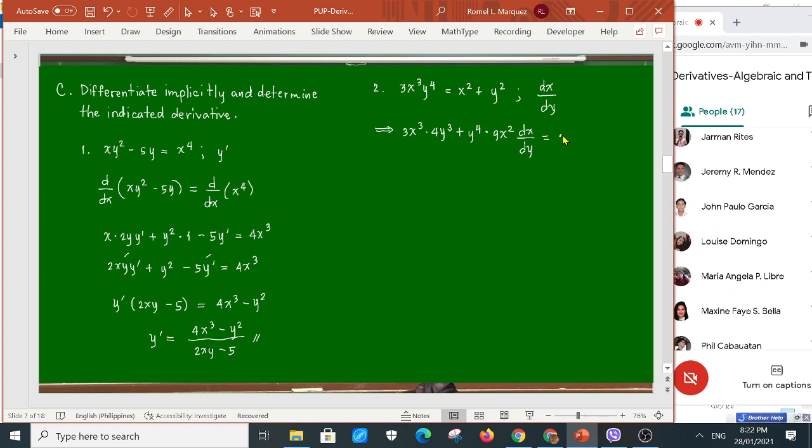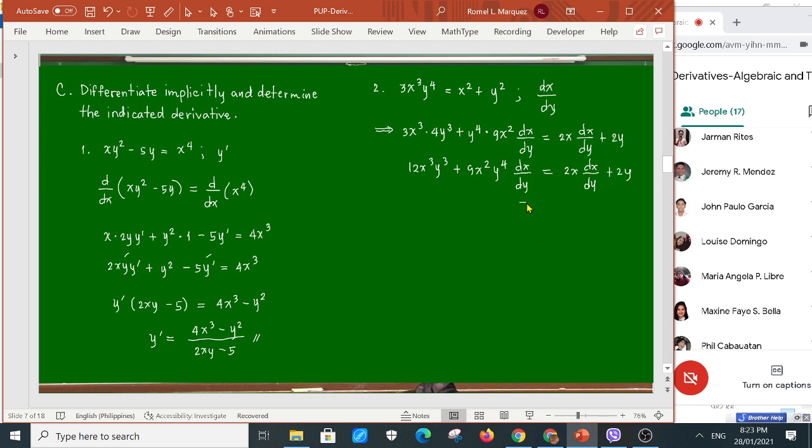So, equals, what about the right side? Derivative of x squared, 2x, derivative of x with respect to y. Plus, what about y squared? 2y. Okay, guys? So, what are we solving? Derivative of x with respect to y. Let's simplify first. 12x cubed y cubed plus 9x squared y to the fourth, derivative of x with respect to y equals 2x, derivative of x with respect to y plus 2y.